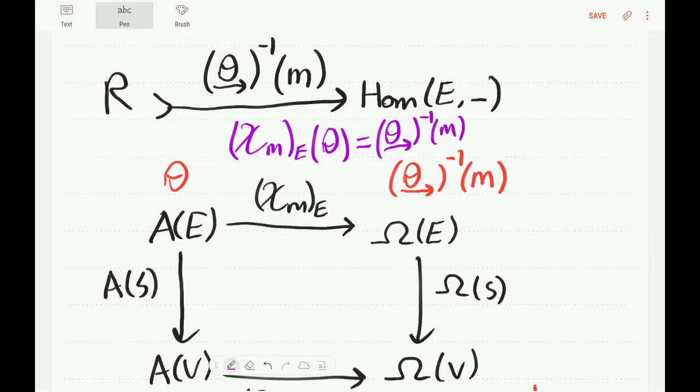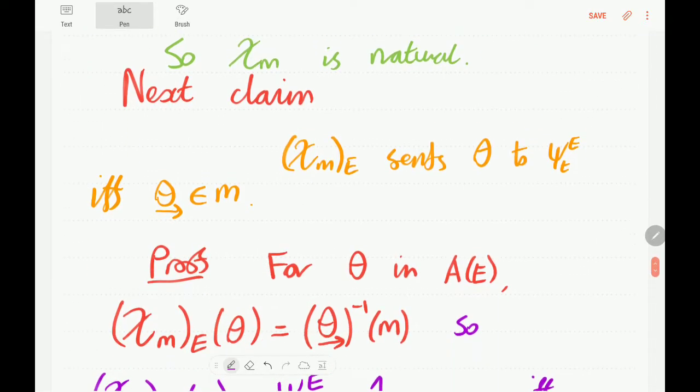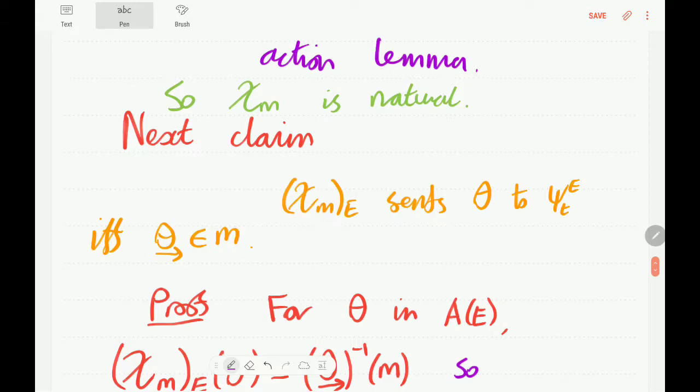Oh, excuse me. So yeah, chi of M is natural. Now our next claim, and this is important for establishing that this thing really is a properly working subobject classifier, is that chi M of E is going to send theta to psi ET, which we remember is the identity arrow of Hom E comma blank. It's going to do that if and only if theta under arrow is in M.